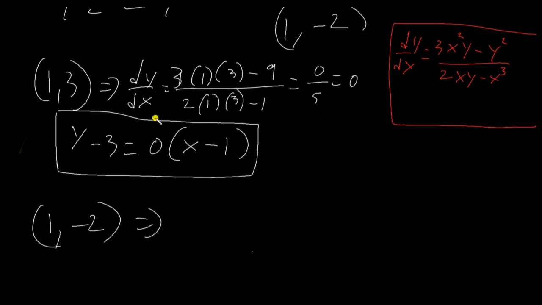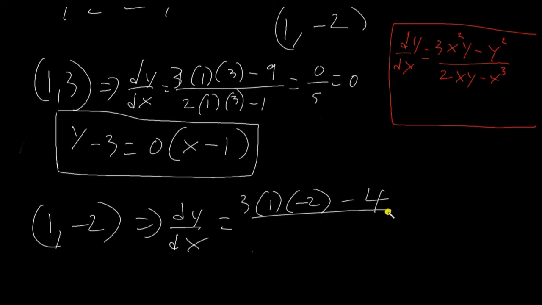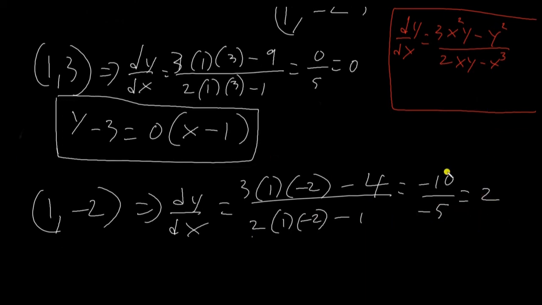Okay, it's going to be the same thing, but instead of plugging in 3, we'll plug in negative 2 into dy/dx. So we'll have 3 times 1 times negative 2 minus negative 2 squared, which is positive 4. Careful with the signs there. And then 2 times 1 times negative 2 minus 1, which is going to get us negative 10, because you have negative 6 minus 4, over negative 4 minus 1 is negative 5, and that's a positive 2. So this is our slope for (1, negative 2).